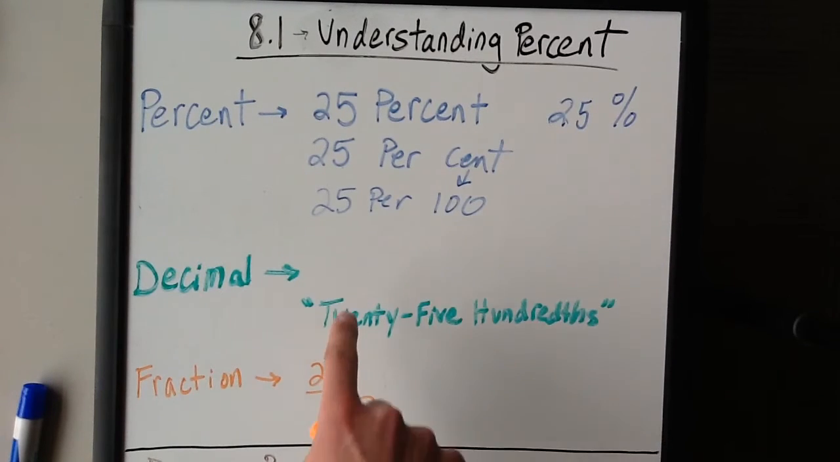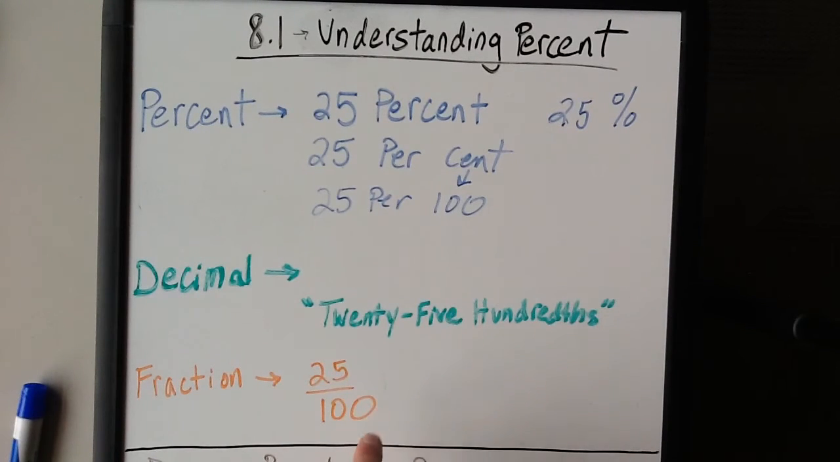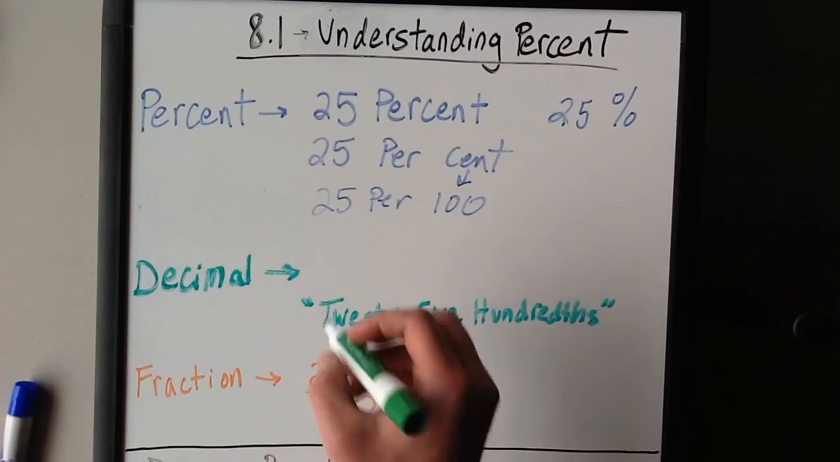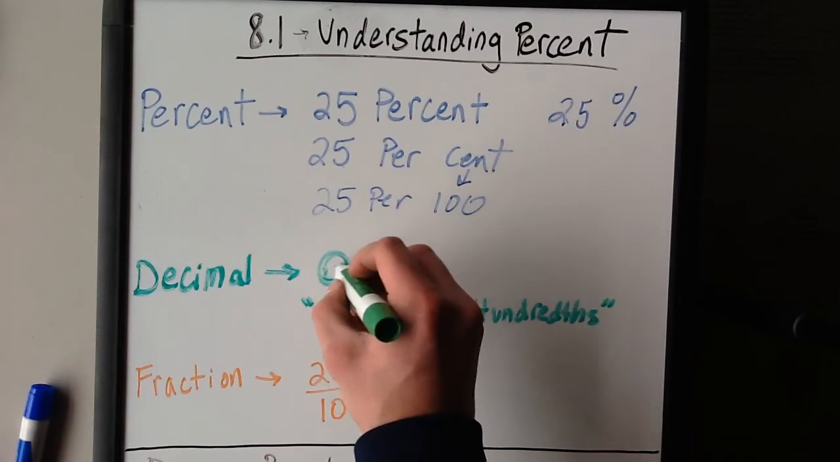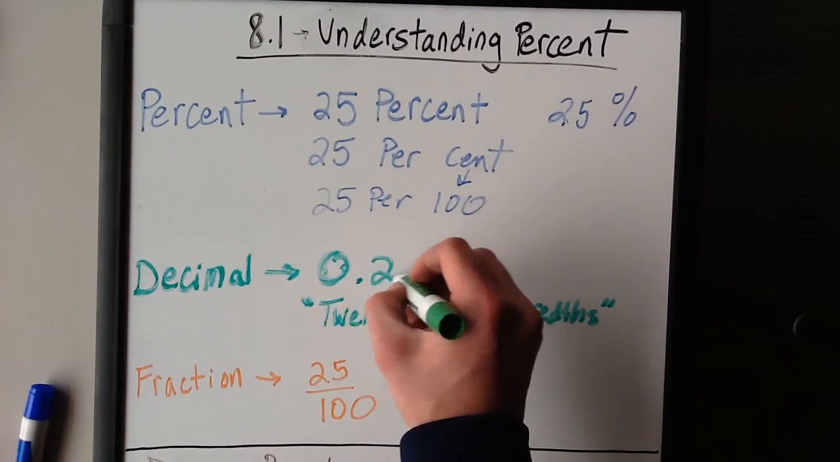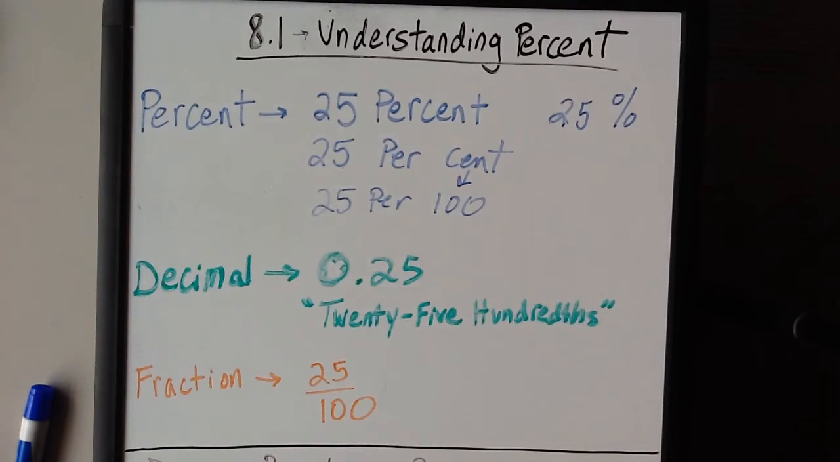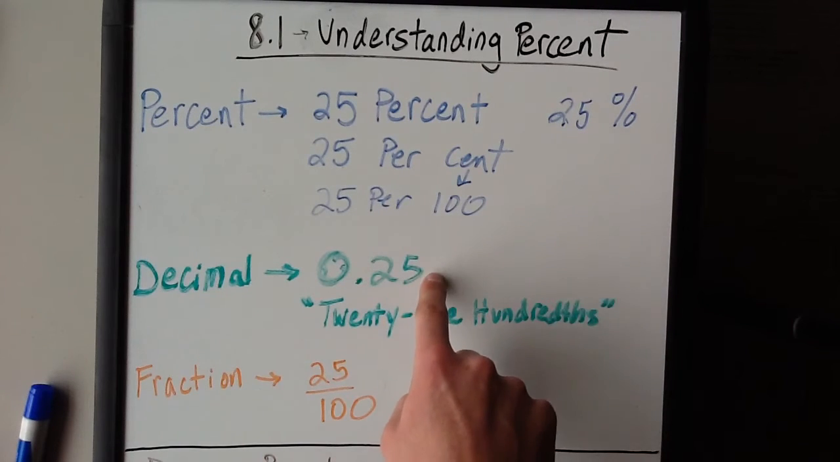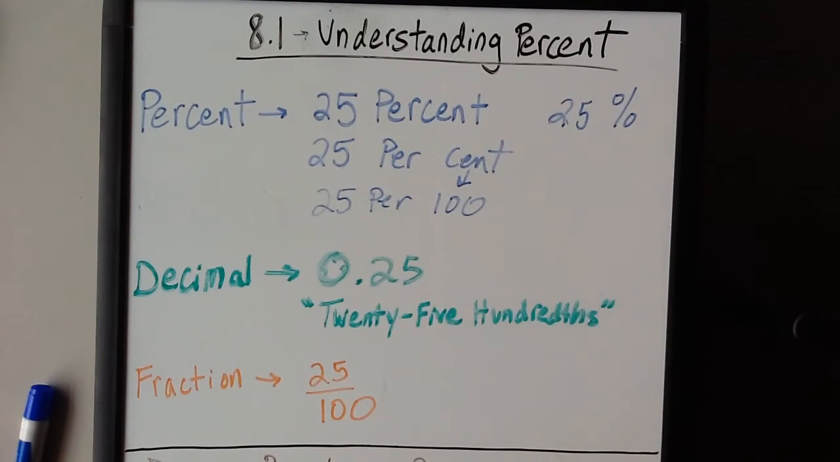Now to write this as a decimal, we could simply read this fraction as 25 hundredths. That's how you would read that fraction. And so to write it in decimal form, I just write 0.25. And to read that decimal, I would say 25 hundredths. So there we have it, those three forms. I have 25%, 25 hundredths in decimal form and 25 hundredths in fraction form.